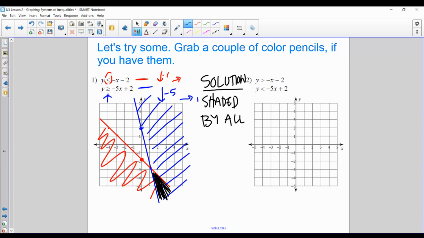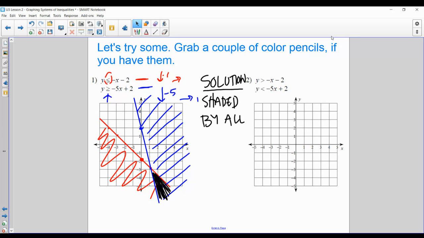Okay, I would pause the video right now. Try this other one. Oh, it is almost the same, right? So you're going to try this other one. It is almost the same, but the difference is the inequalities. So take a look at how that affects them. Pause your video, and I'm going to come back and show you the solution in just a minute.